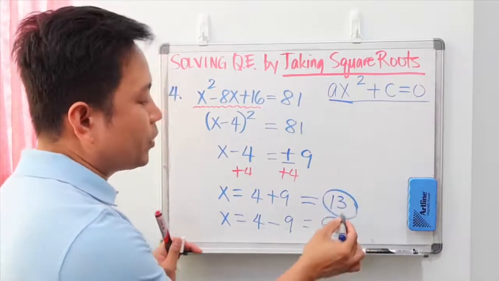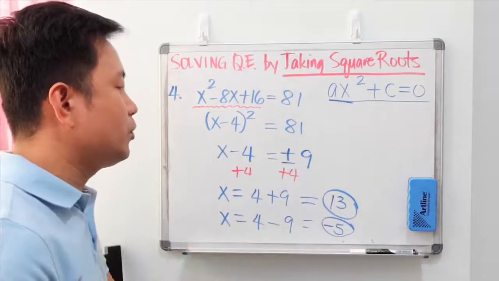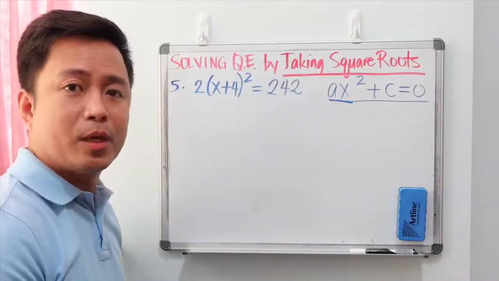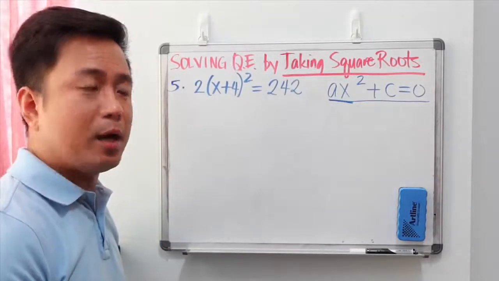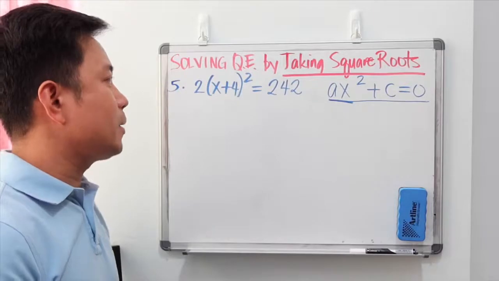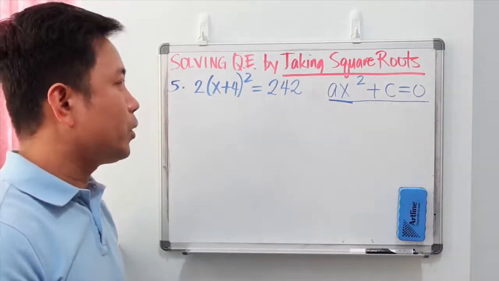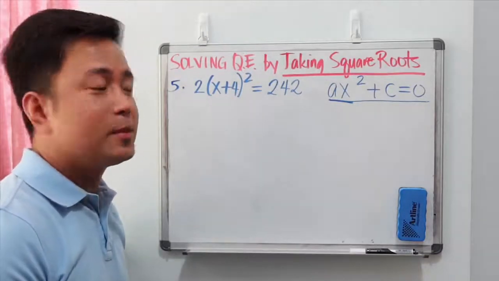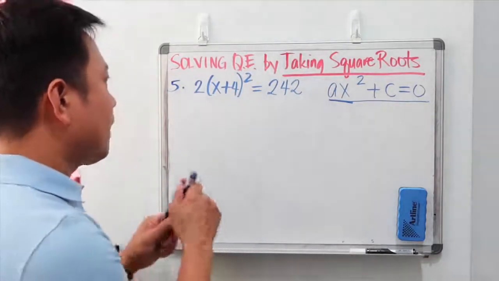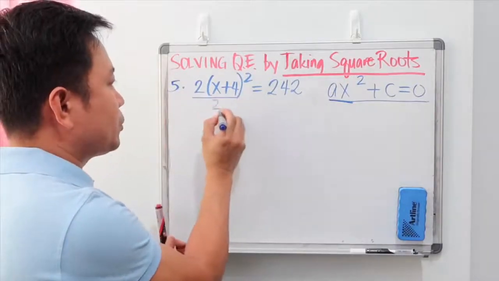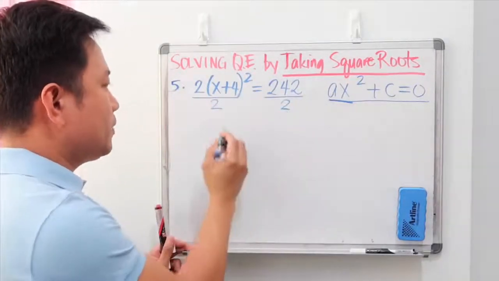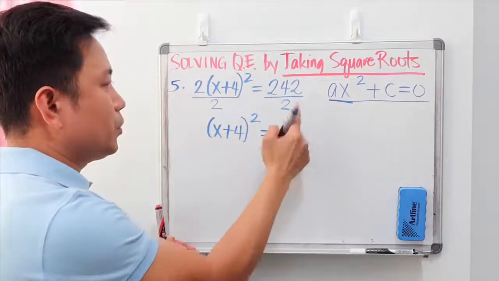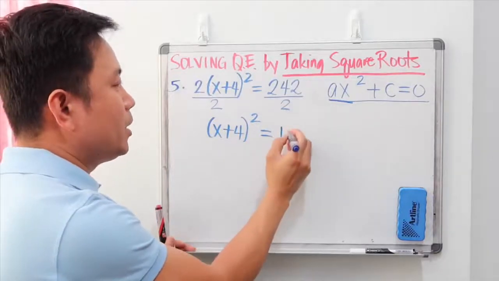Again, you can check whether these two answers, 13 and negative 5, are true by substituting them back into the quadratic equation. For our example number 5, we have 2 parentheses x plus 4 squared is equal to 242. What do you think is the first step? Yes, we need to clear out that 2 by dividing both sides by 2. And this can be simplified as x plus 4 squared is equal to, dividing this will give you 121.